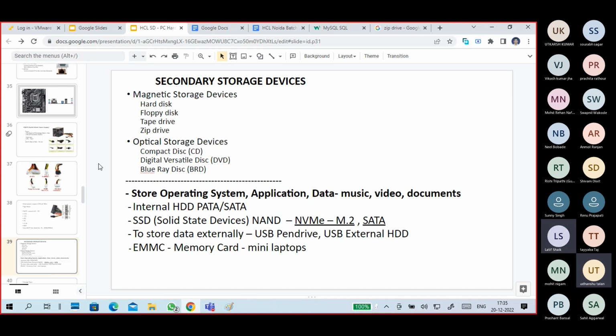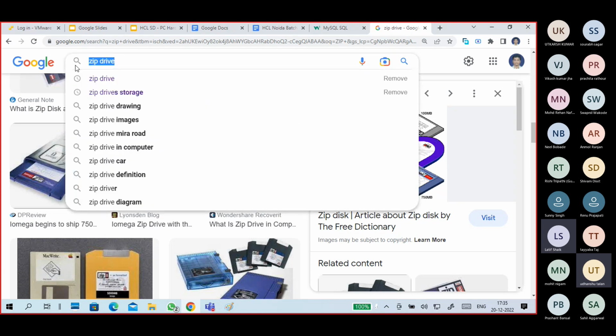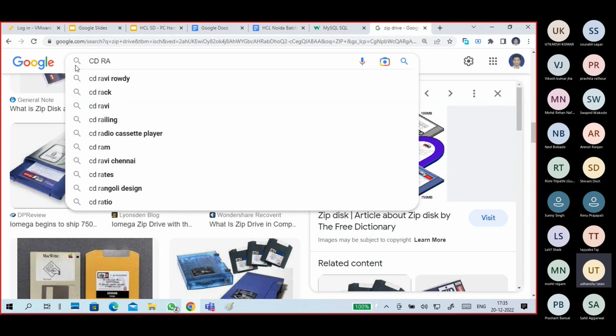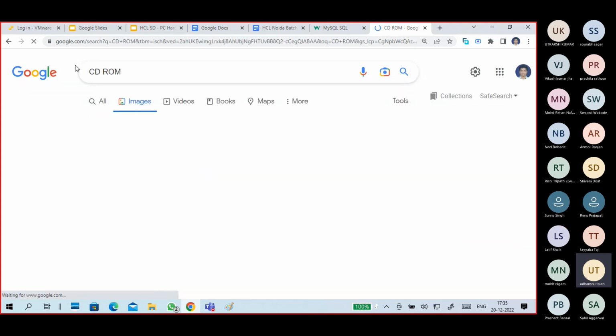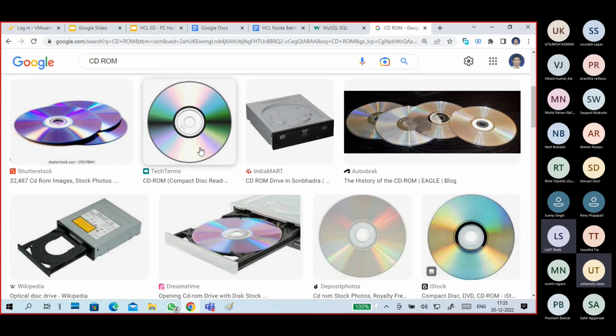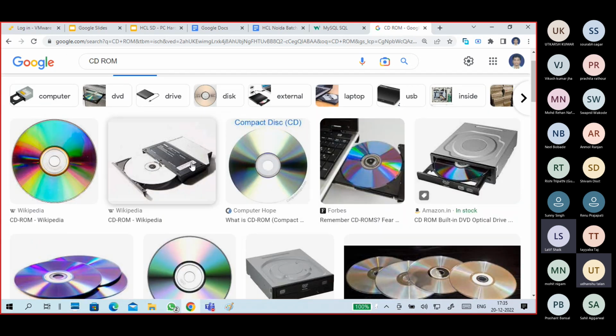Next one is CD, guys. CD is a compact disk, 700 MB data storage. It is an optical drive. It is not magnetic type. It is a CD-ROM. It's not magnetic, it's optical.